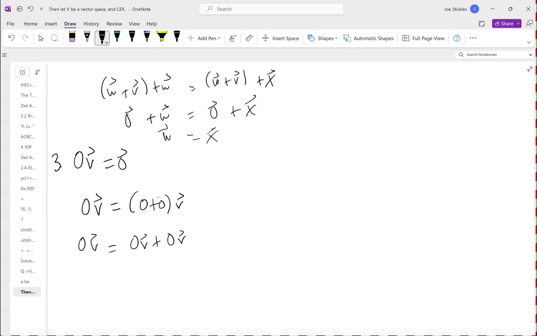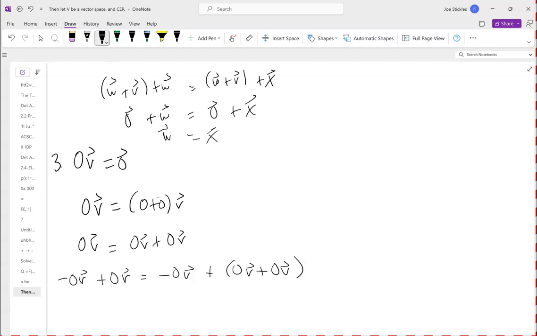Do the additive inverse. We know the additive inverse exists because of property 5. So I'll do the negative of the 0 vector, the 0 times v, and then add that. Notice I still have parentheses on the right-hand side because when I'm adding it to this whole vector, that's now a single object, whatever that happens to be.